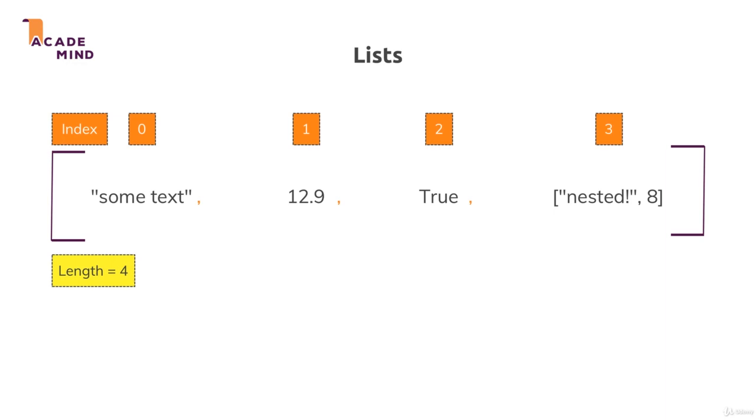And accessing values by their index is actually super simple. We take the variable name in which we store the list. Let's say it's my list. And then we use squared brackets and the index to output or to access the value stored at this index. So in this case, it would be some text. Let's have a look at this in practice.